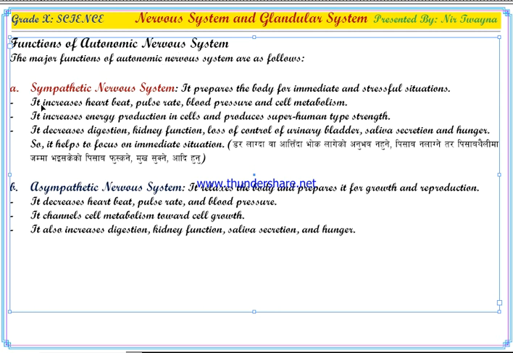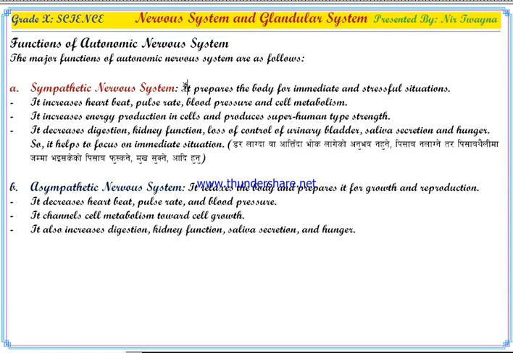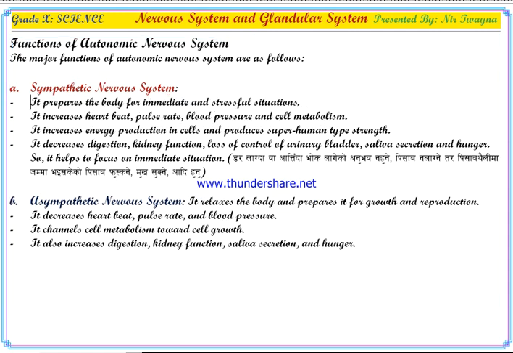Functions of autonomic nervous system. Number one is sympathetic nervous system. Here I have given you 4 points, but once again you need only up to 2 points. Yes. Okay, sympathetic nervous system, it prepares the body for immediate and stressful situations. It increases heartbeat, pulse rate, blood pressure and cell metabolism. Okay, let me make it a point for you. It increases heartbeat, pulse rate, blood pressure and cell metabolism. It increases energy production in cells and produces superhuman type strength.